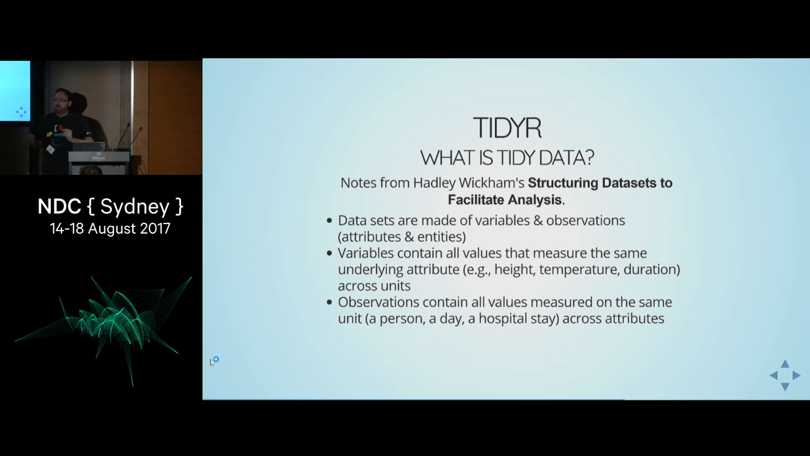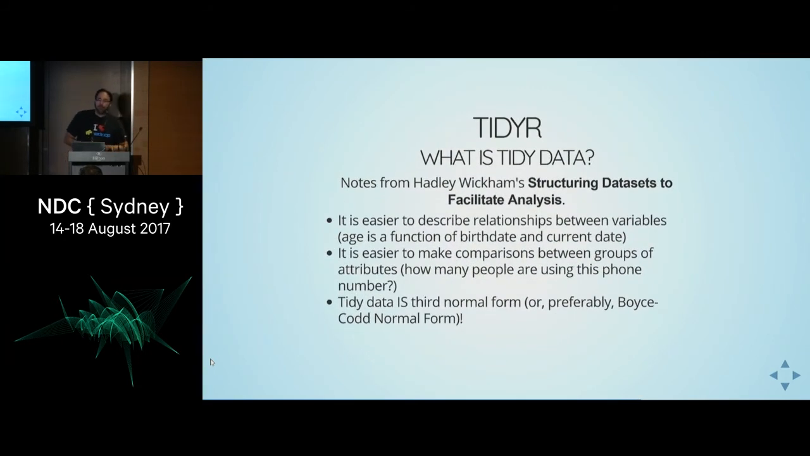Observations should contain the same set of variables for each element in the set. So, in other words, let's say we have a set of hospital visits. Every one of these things is a hospital visit, and it has the same set of variables. We have the same structure. The reason that we do this is because it's a lot easier to describe relationships between variables. In other words, to build those functional dependencies that I just glanced over.